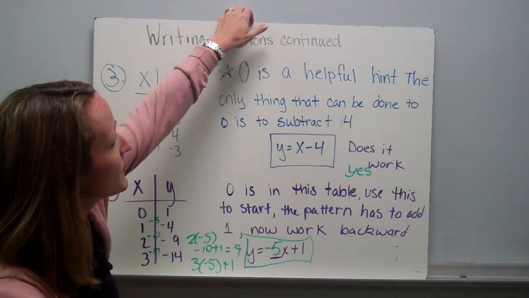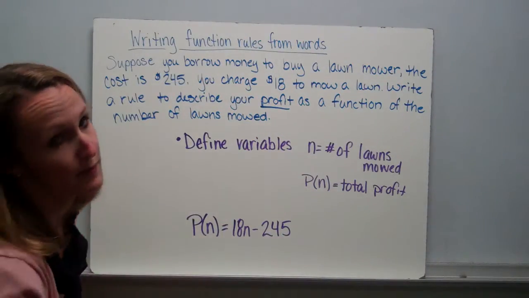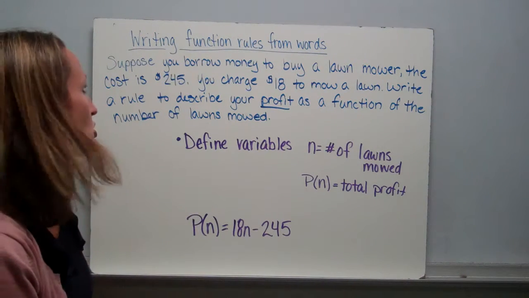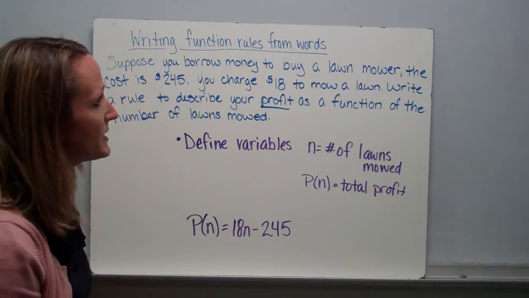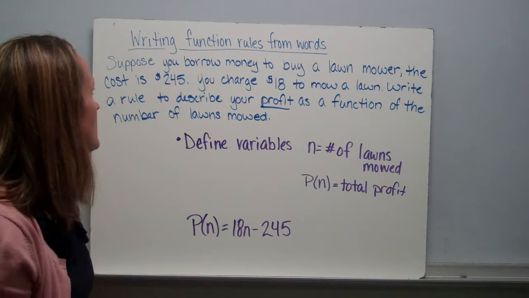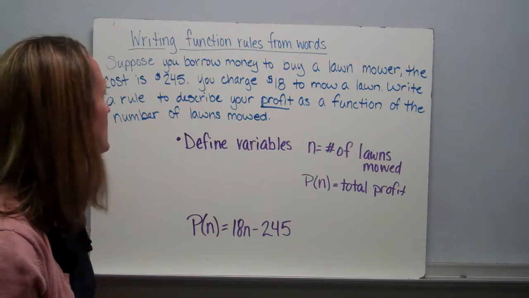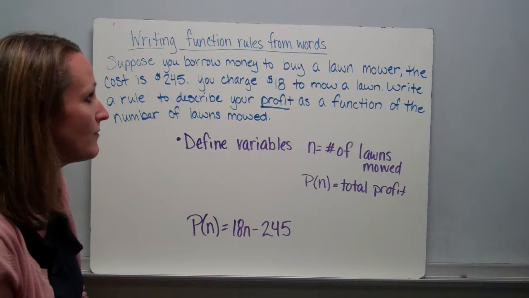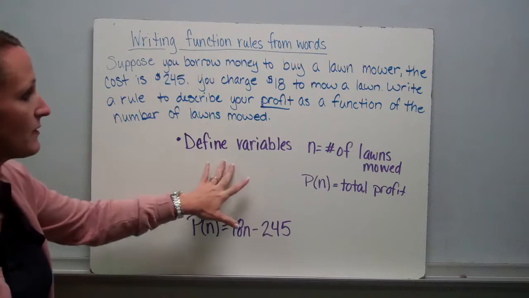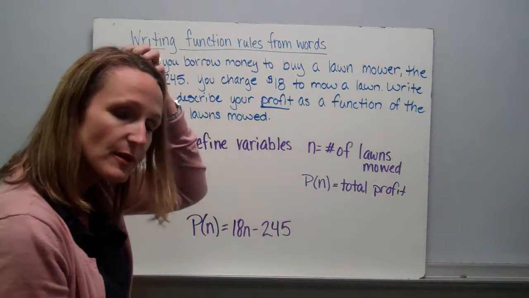So what about if we apply it to a more real-world application? What if we have to apply it to words? This time I don't have a pretty chart. Suppose you borrow money to buy a lawnmower. This is like what we do in our warm-ups. The cost is $245. You charge $18 to mow a lawn. Write a rule to describe your profit as a function of the number of lawns mowed. So first we've got to define some variables. So n can represent our number of lawn mows. P of n is going to be our total profit.